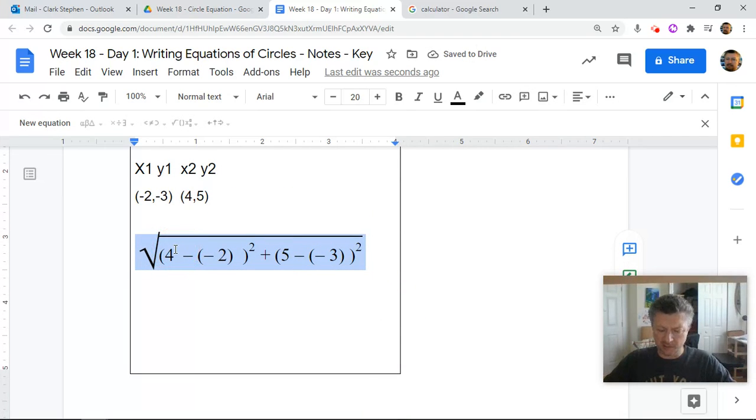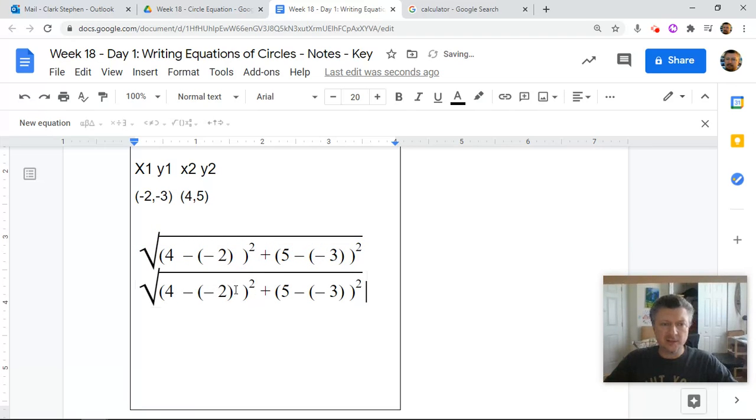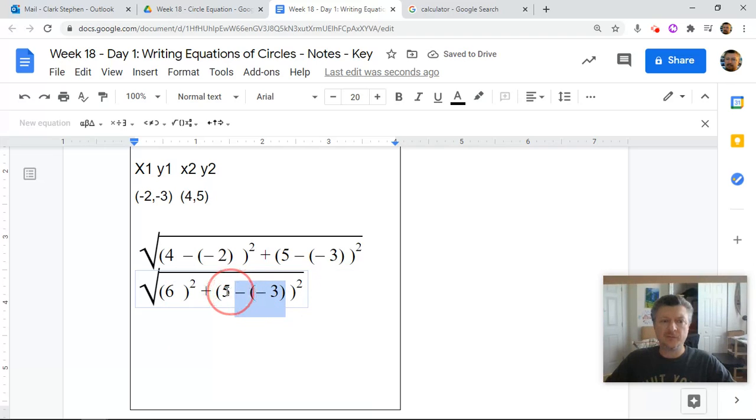Again, we're doing this to get the radius, the distance between the center and a point. 4 minus -2, that's minus negative, that's the same as plus. 4 plus 2 is 6. 5 minus -3, that's the same as 5 plus 3, which is 8. And then we're going to keep solving.